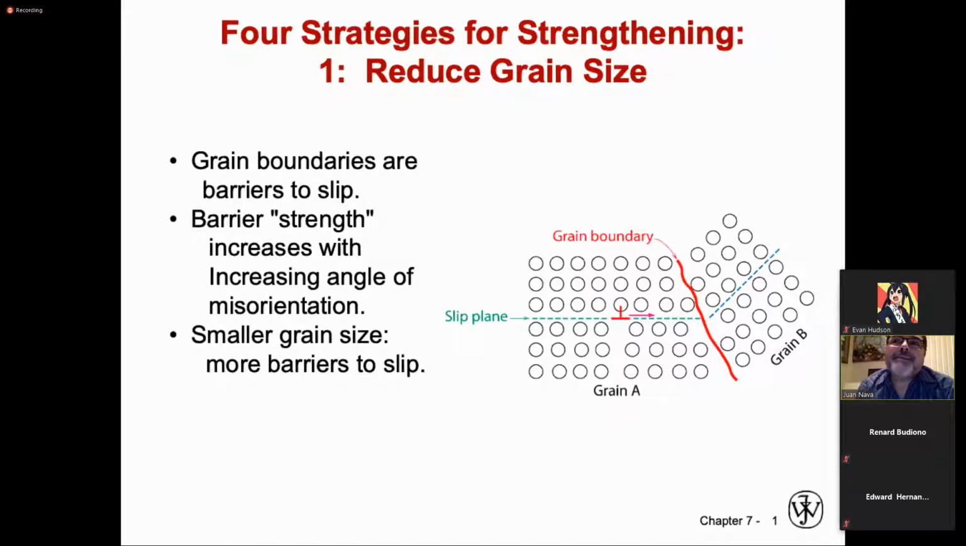So when we talk about strengthening, remember, strengthening processes are designed with one single issue in mind: to stop the movement of dislocations. Any restriction to the movement of dislocations will result in a stronger material. If I take that into account, I know that in between grains, you have grain boundaries.